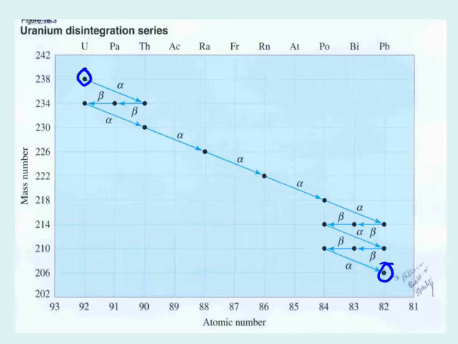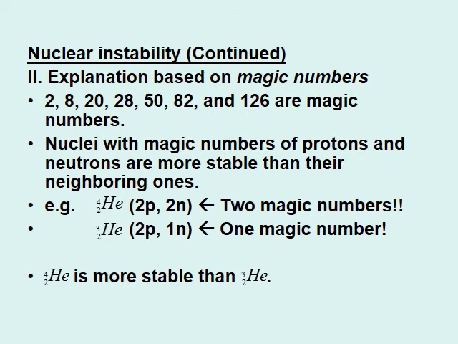In addition to belt of stability, we can also explain nuclear instability based on some other observations. One of them is called magic number. Scientists noticed that a nucleus with 2, 8, 20, 28, 50, 82, and 126 protons or neutrons are more stable than the other numbers. And so these are called magic numbers. So nuclei with magic numbers of protons and neutrons are more stable than their neighboring ones.